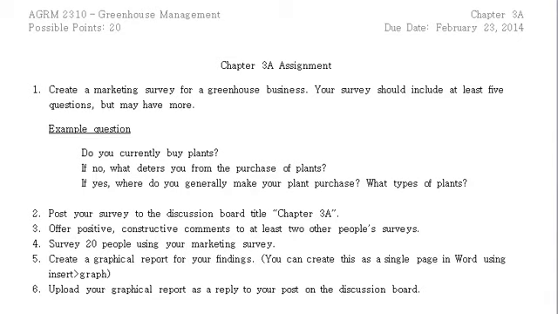Since this is talking about marketing and advertising, and marketing is the process of identifying what your potential customers, or your customers if you're already in business, want, you're going to create a marketing survey. You need at least 5 questions. Some example questions are: do you currently buy plants? If no, what deters you from the purchase of plants? If yes, where do you generally make your plant purchases? What types of plants?